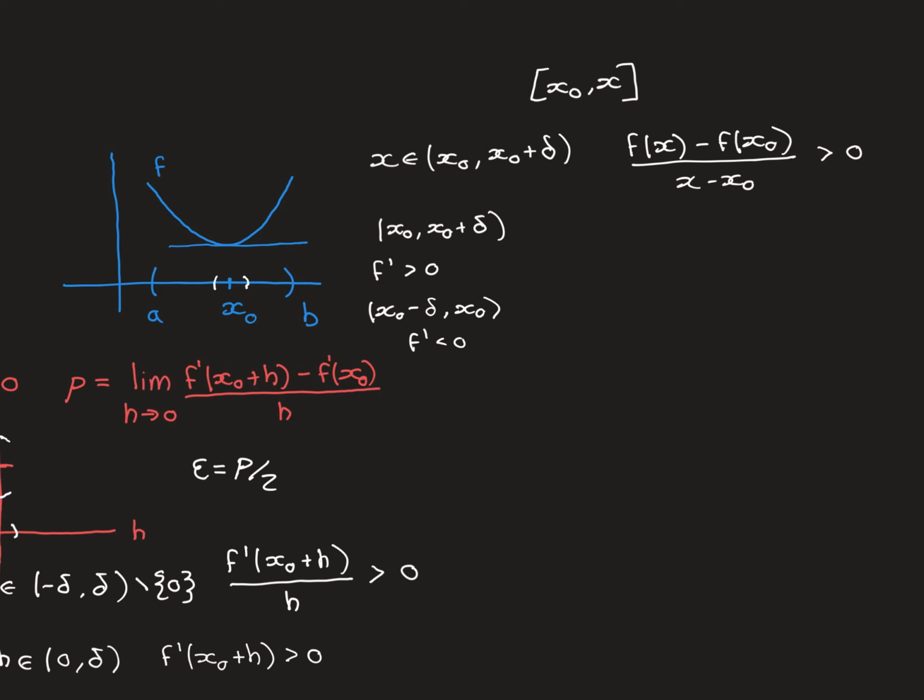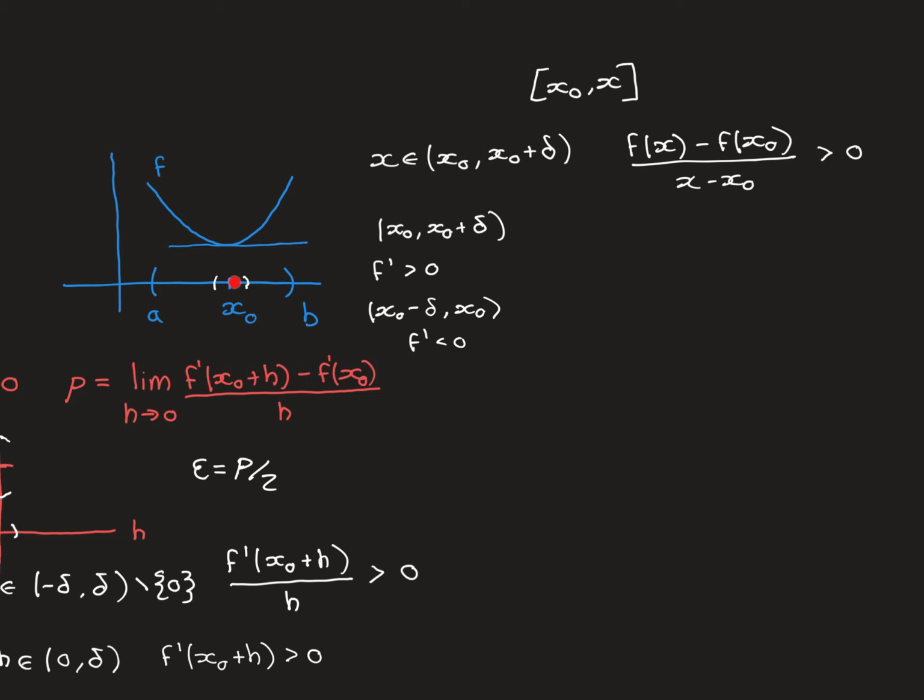So now what I'm going to do is use this information to show that x0 is a minimum for the function over this delta interval from x0 minus delta to x0 plus delta. So this interval is actually going to be the interval that is needed in the definition for local minimum. How am I going to do this? I'm going to use the mean value theorem.